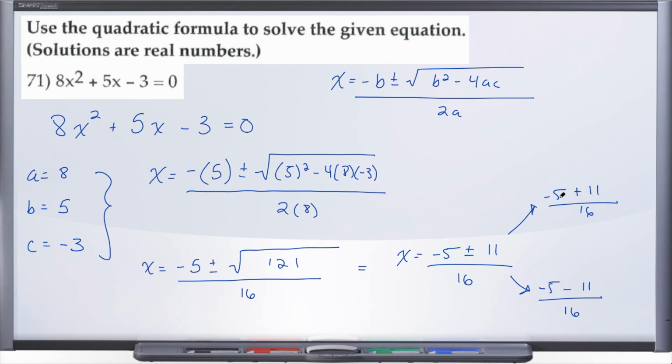So here, negative 5 plus 11, we're going to end up with positive 6 over 16. We can go ahead and reduce that though. We can use 2. So we end up with 3 over 8. Right? 2 goes into 6 3 times, 2 goes into 16 8 times. And here we have negative 5 minus 11, so we end up with negative 16 over 16, and that, of course, reduces to just negative 1. So our two final answers are x equals 3/8 and x equals negative 1.